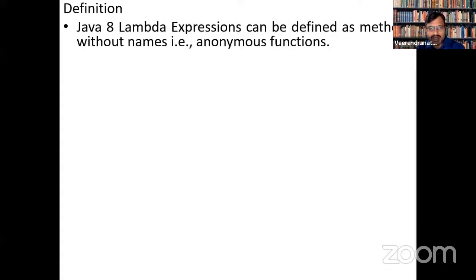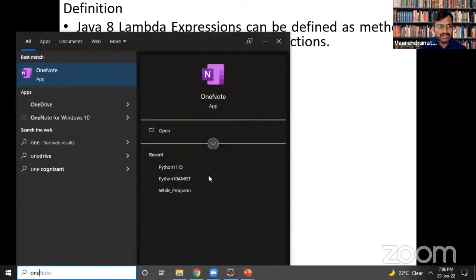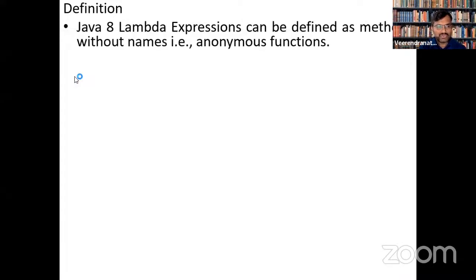We define a lambda in simple words as an anonymous function, that is, a method without a name. Generally, when we define a method, let me make a note for you so that you can understand how we define a method generally.